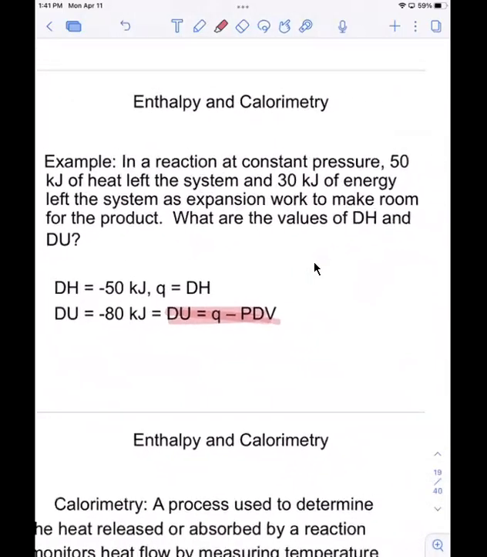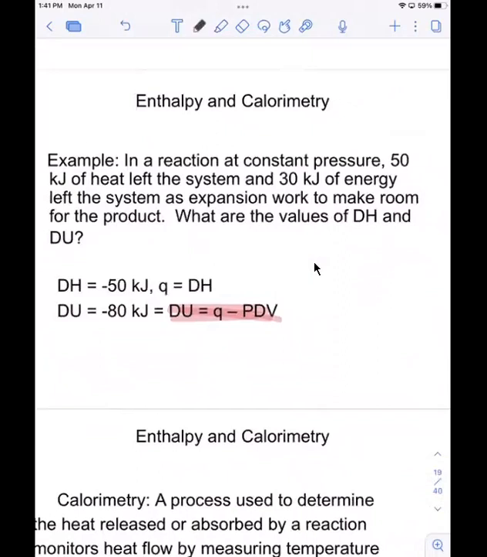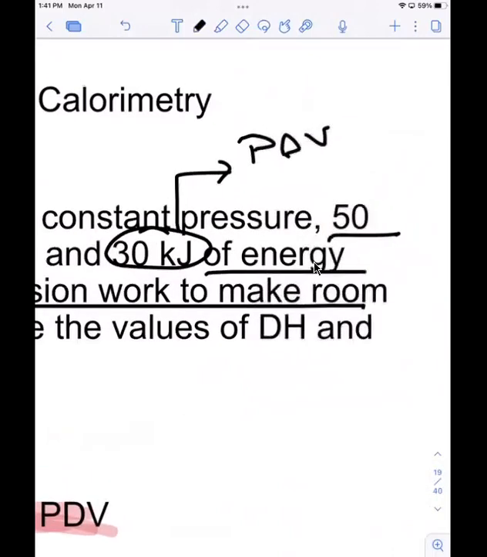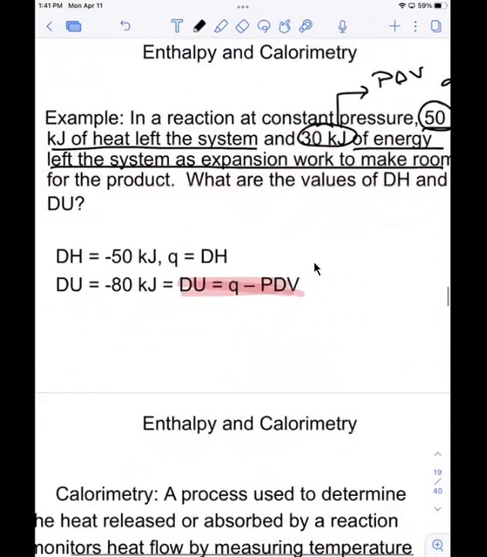So it says at constant pressure, 50 kilojoules of heat left the system and 30 kilojoules of energy left the system as expansion work. So the 30 kilojoules is my P delta V, and the 50 kilojoules is my Q, right?